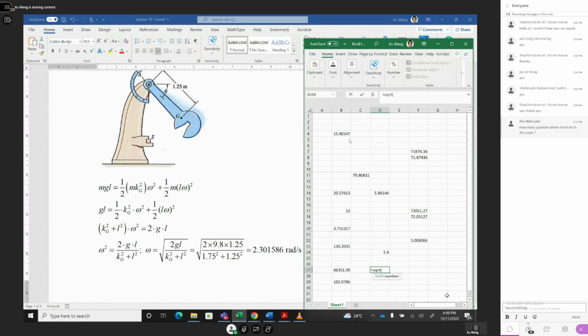Okay. So equal to SQRT, 2 multiply 9.8 multiply 1.25, okay, divided by 1.75 plus 1.25. That's the bracket, and another bracket. This one should be equal to 2.30. That's what I get, 2.30.